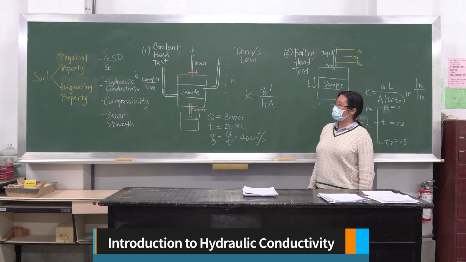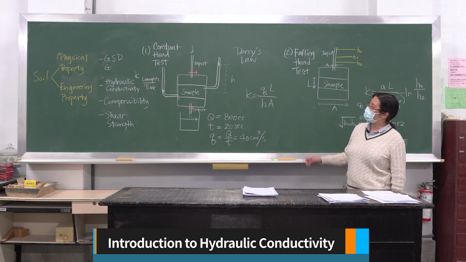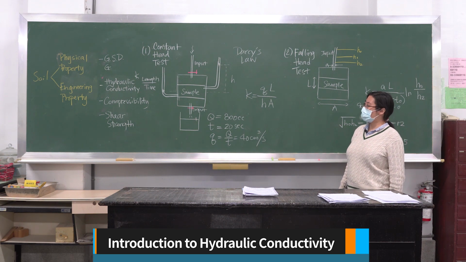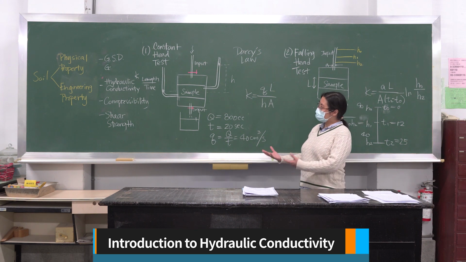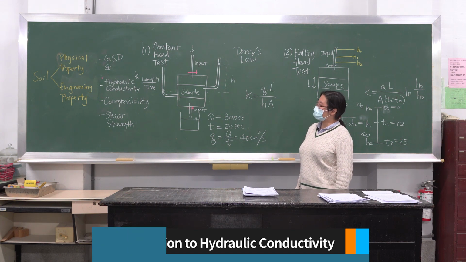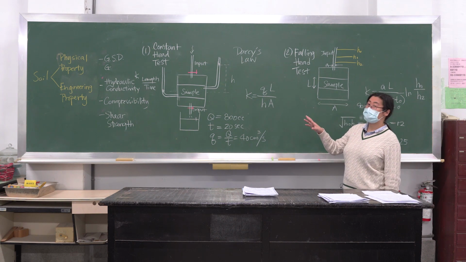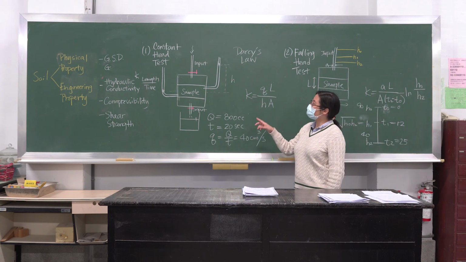In fact, there are many methods that you can use to determine this parameter. In the field, you can use some field methods. In the lab, you can use some direct methods called, for example, the constant head test or falling head test to find out this K value. In addition to these two tests, you can also perform a consolidation test and also the triaxial test to indirectly obtain this K value. But for today's lab, we are going to focus on the constant head test and falling head test. So let's look at the constant head test.